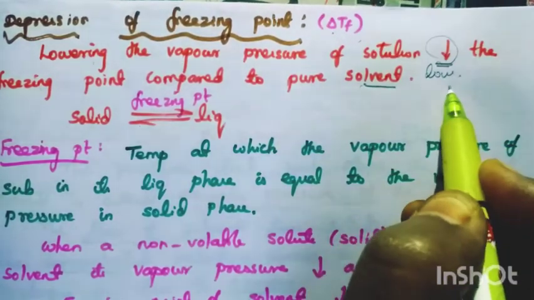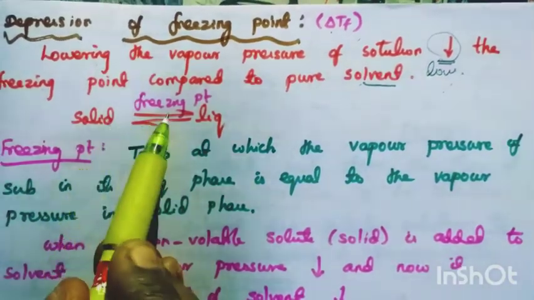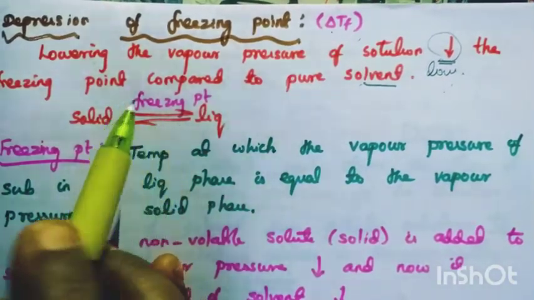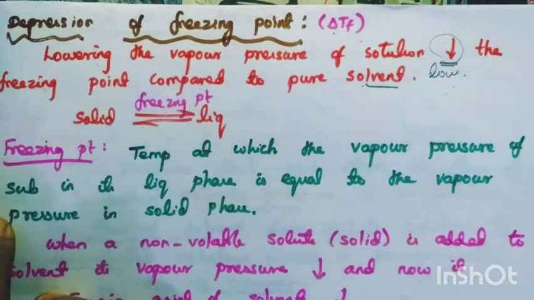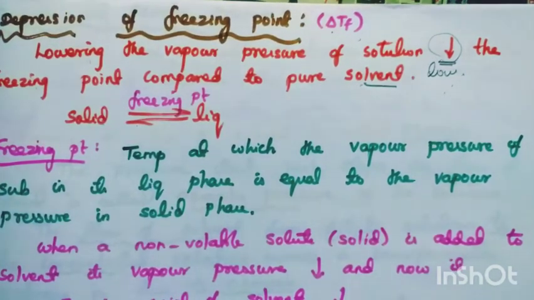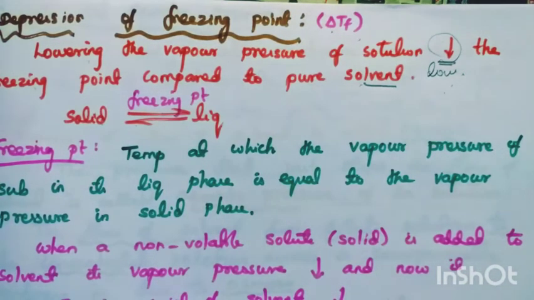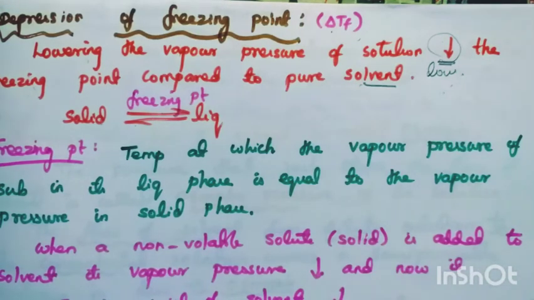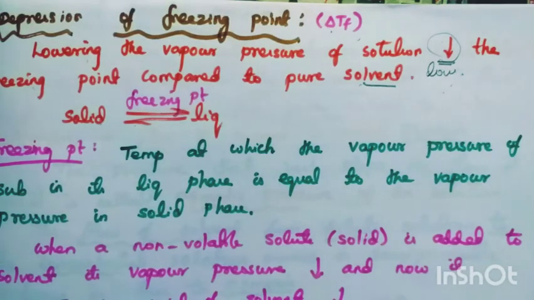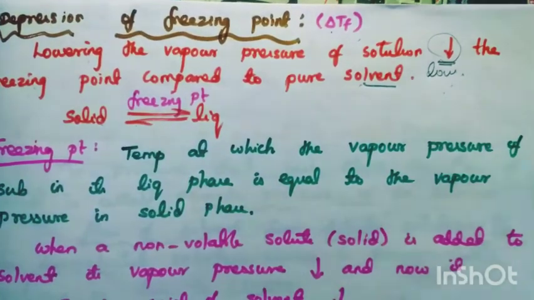Boiling point is higher, no? Here it is lower. What is the freezing point? It is the temperature at which a solid changes to liquid or liquid changes to solid, reversibly. So, freezing point, depression of freezing point.